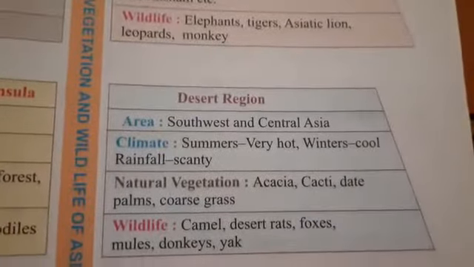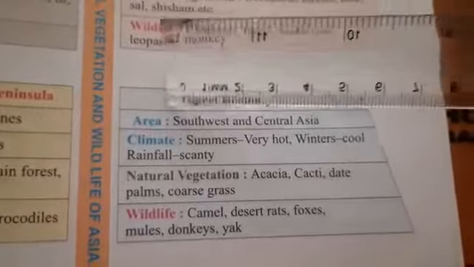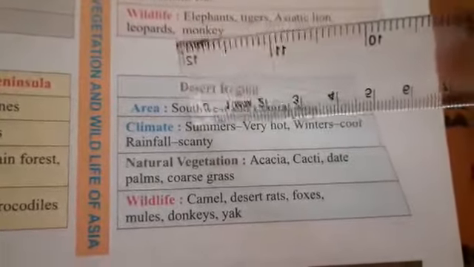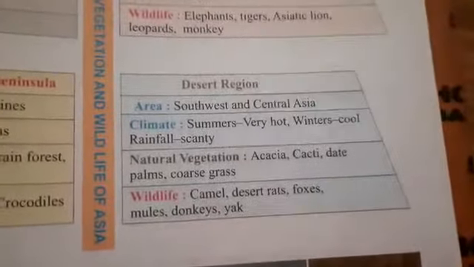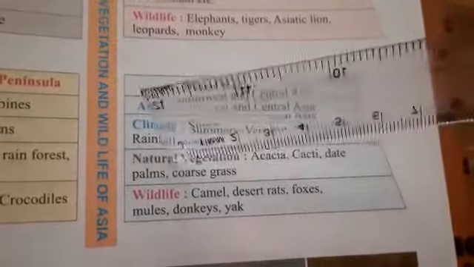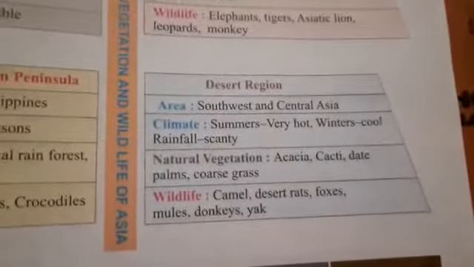Now talking about the desert regions, Southwest and Central Asian areas experience desert vegetation. The summers are very hot and winters are cool, and rainfall is scanty, meaning a very small amount of rainfall is received here. Natural vegetation includes acacia, cacti, date palm and coarse grasses. Animals like camel, desert rats, foxes, mules, donkeys and yaks are found in the desert regions.